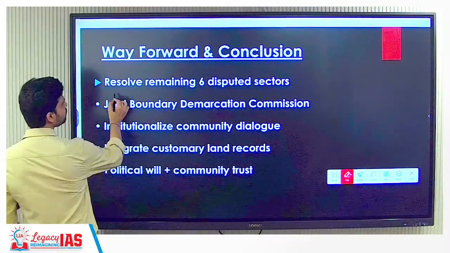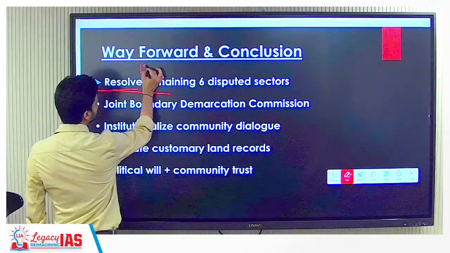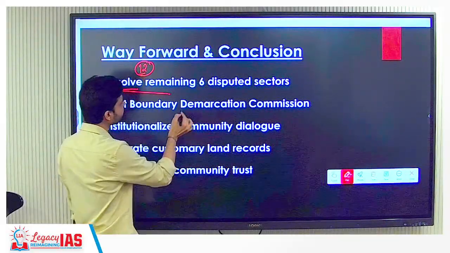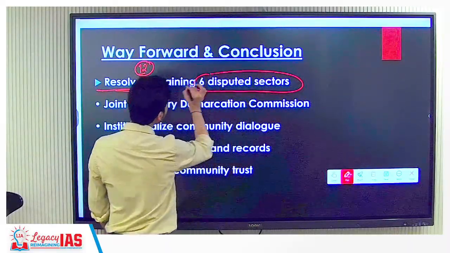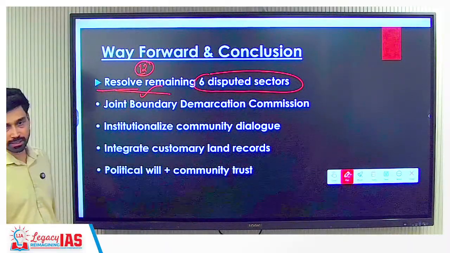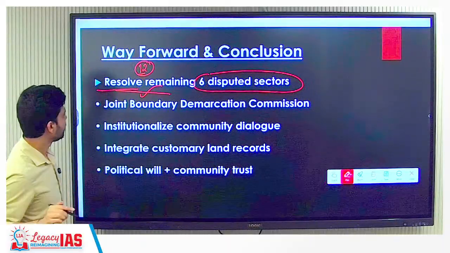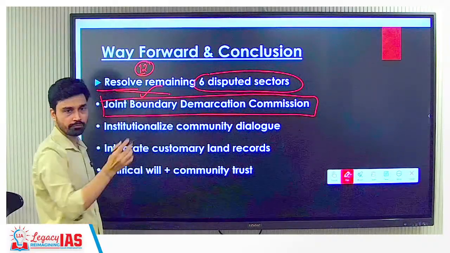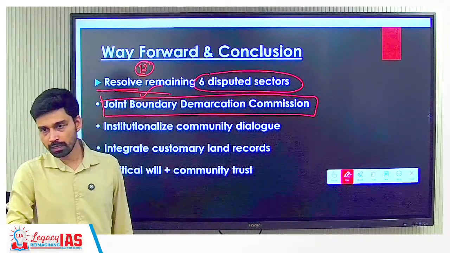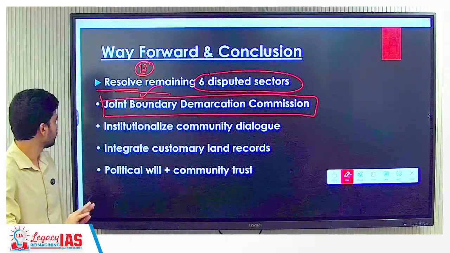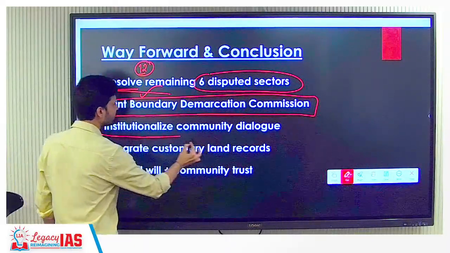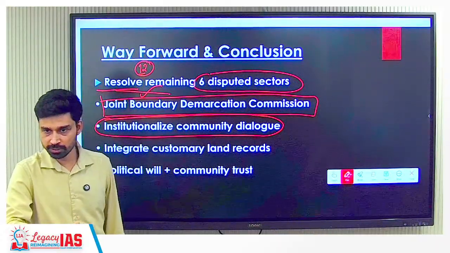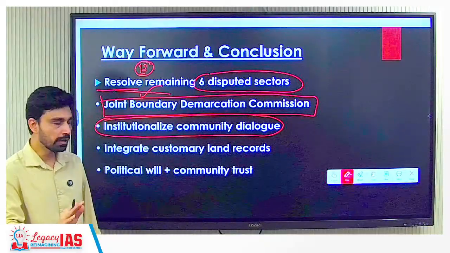What is the way forward? First of all, I told you how many disputes you have along the Assam Meghalaya border? 12 disputes. Out of the 12 disputes, 6 are to some extent resolved. So government should focus on resolving the disputed sectors as soon as possible. What we can do is create a joint boundary demarcation commission with members from both groups, the Khasi group as well as the Karbi group. Institutionalized community dialogue as well. Currently it is more of an informal kind of dialogue, discussion, diplomacy that is going on. You have to institutionalize it, and government should back this.